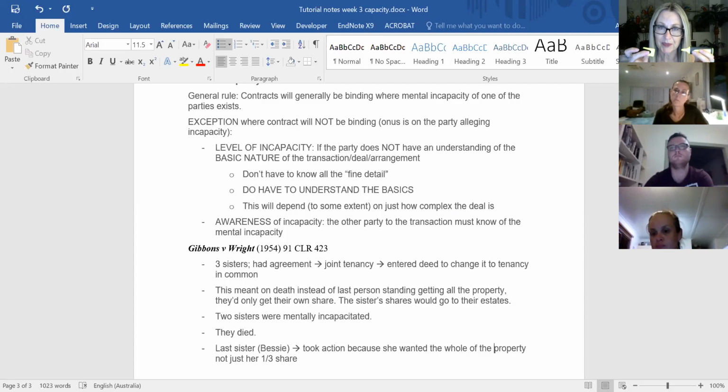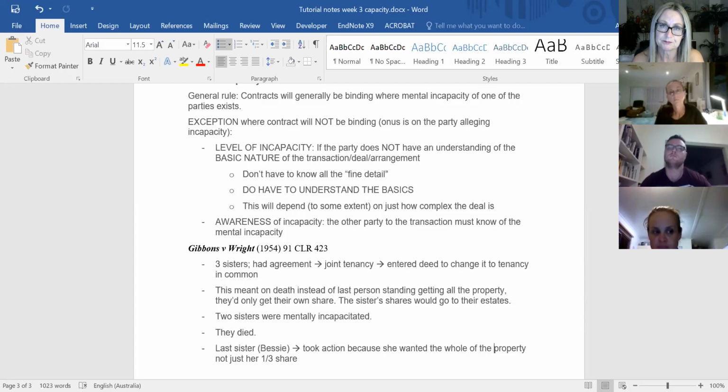It's Bessie that's trying to do the setting aside, but she wasn't the one that was mentally incapacitated. So can you see, you have to be the person that is suffering the problem for you to be able to allege a lack of mental capacity. So unless Bessie had convinced her sister's estates to try and unpick that deed, it never would have succeeded. That action wouldn't have succeeded. And I think you'll understand that a little more once we do privity at the end of term.